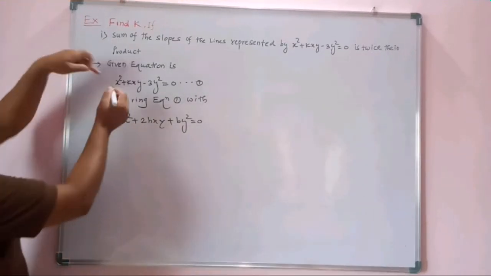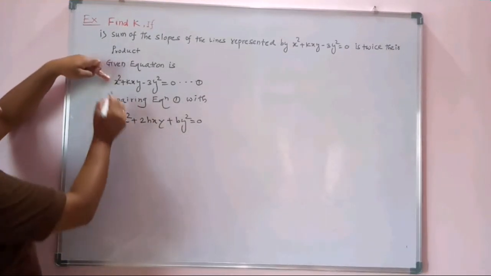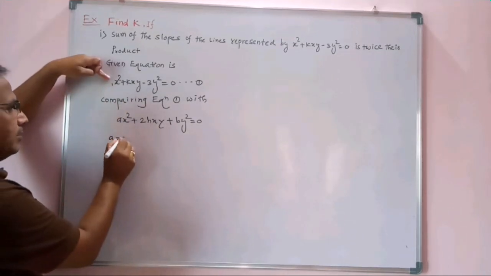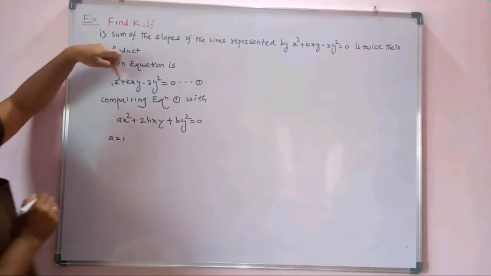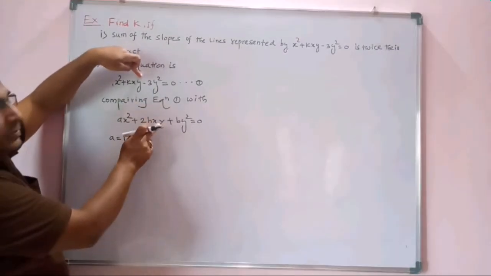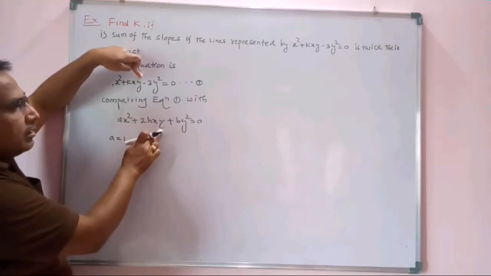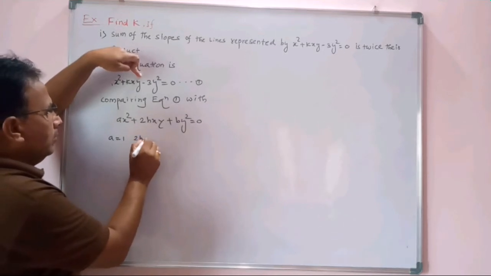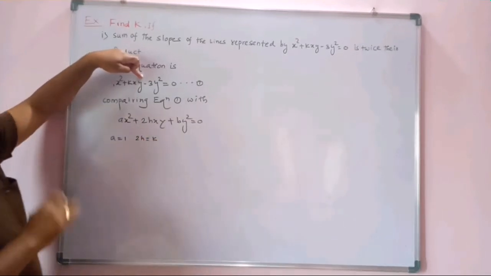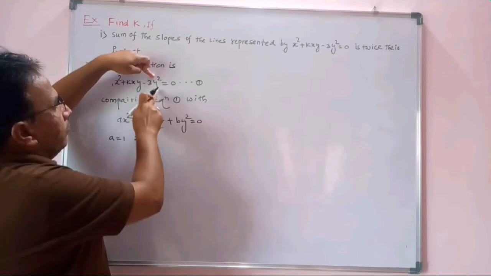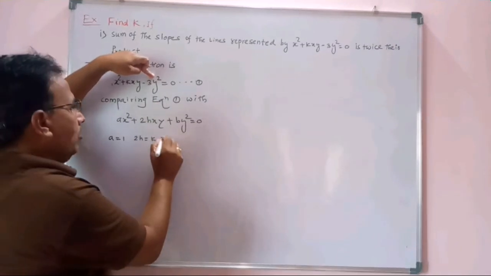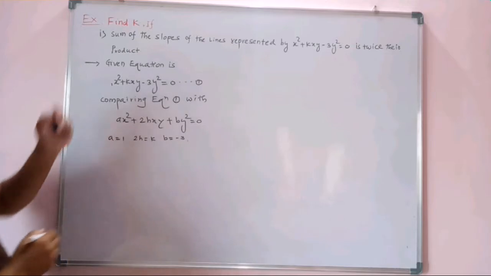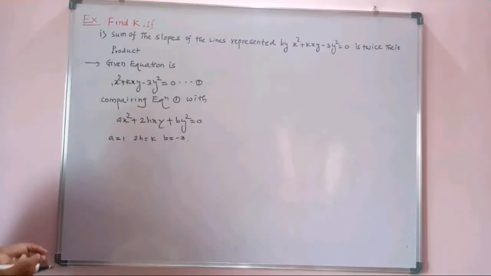The coefficient of x square is 1. Therefore, the value of a is 1. The xy terms are similar terms, so 2h equals k. The value of 2h is k. For y square, the value of b equals minus 3.